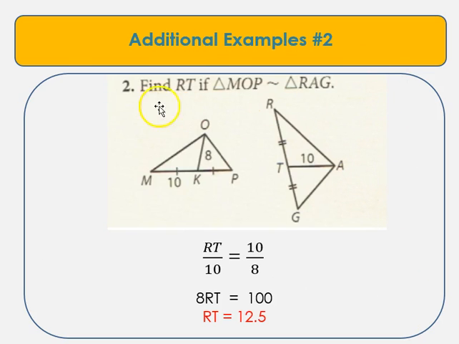Here's another example. Find RT if triangle MOP is similar to RAG. RT is this piece right here, and you can see we're dropping a median that has divided the base by 2 on both of these, and we have a ratio of 10 to 8. So RT over 10, which is the comparison side, will equal the ratio 10 over 8. Cross multiply and your RT will equal 12.5.